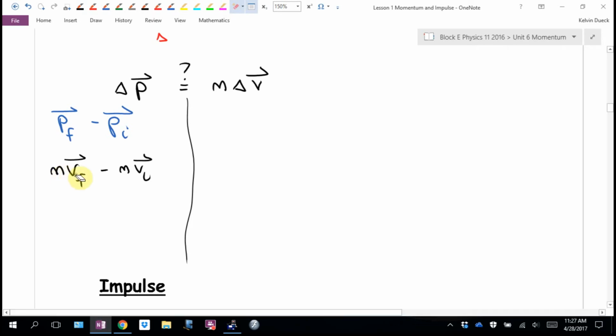How many m's do I have on this side? 2. How many m's do I have on this side? You know, it'd be really cool if there's a grade 9 mathematical operation that I could pull in my back pocket and change this from 2 m's into 1 m. Really? So you're saying I can write this as m and then in brackets v final minus v initial?